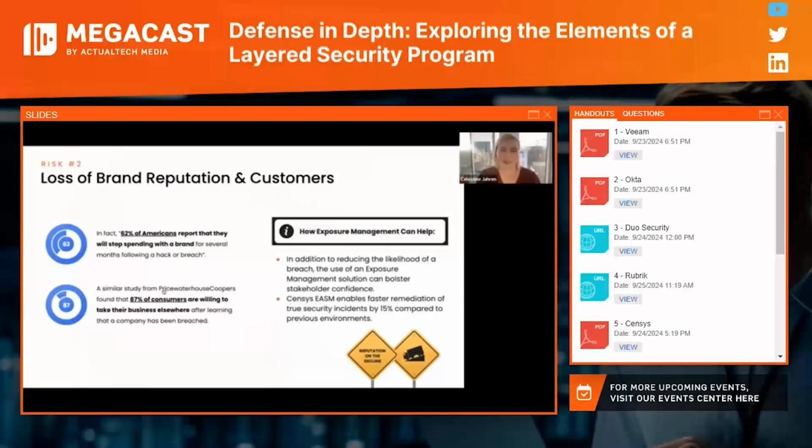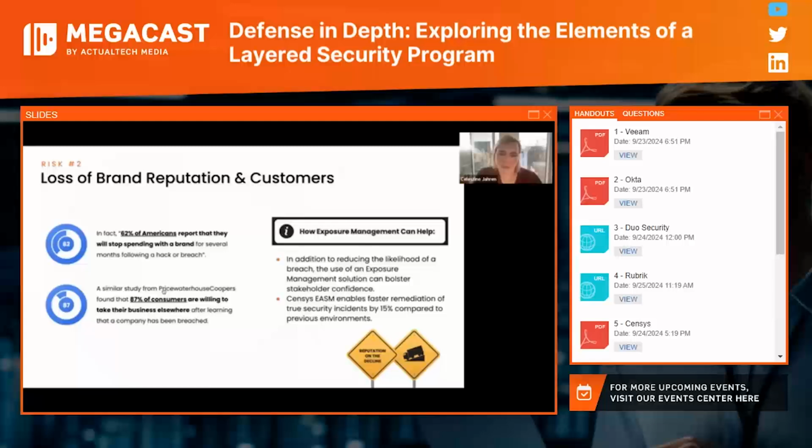Meanwhile, various studies have shown that 62% of Americans say, look, I'm not going to spend any further with a brand in the months after a breach. And more globally, PwC has shown that 87% of consumers are willing to take their business elsewhere in the event of a breach. And if you've ever worked at a company during or after an incident, you've probably felt this firsthand. I know I have. It's really tough to rebuild those relationships. And both the time it took to remediate and provide information to your customers, as well as how you handled it, really matters to them.